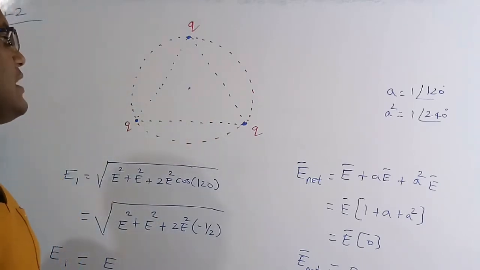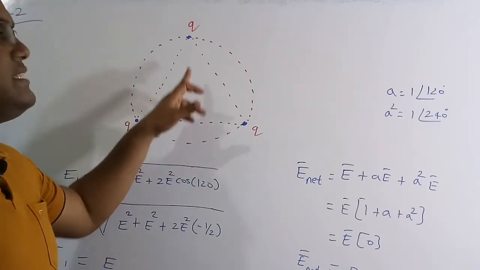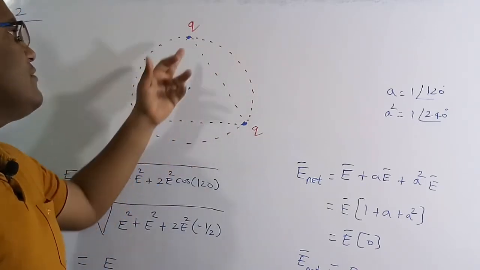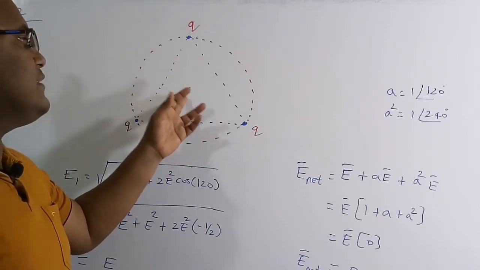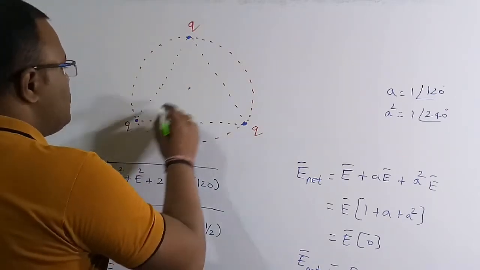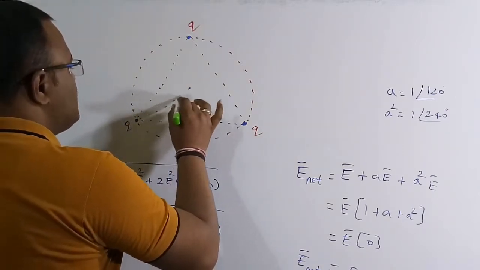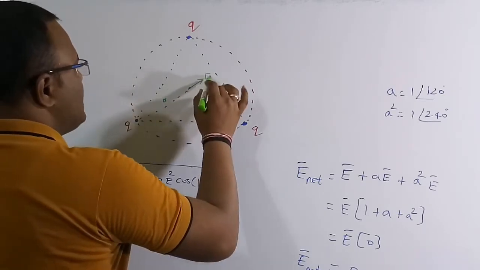Based on this data we have to find the net electric field at the center of this circumcircle, or at the center of this triangle. Because the distance between each charge q and the center is r, the electric field because of this charge q is kq by r square.